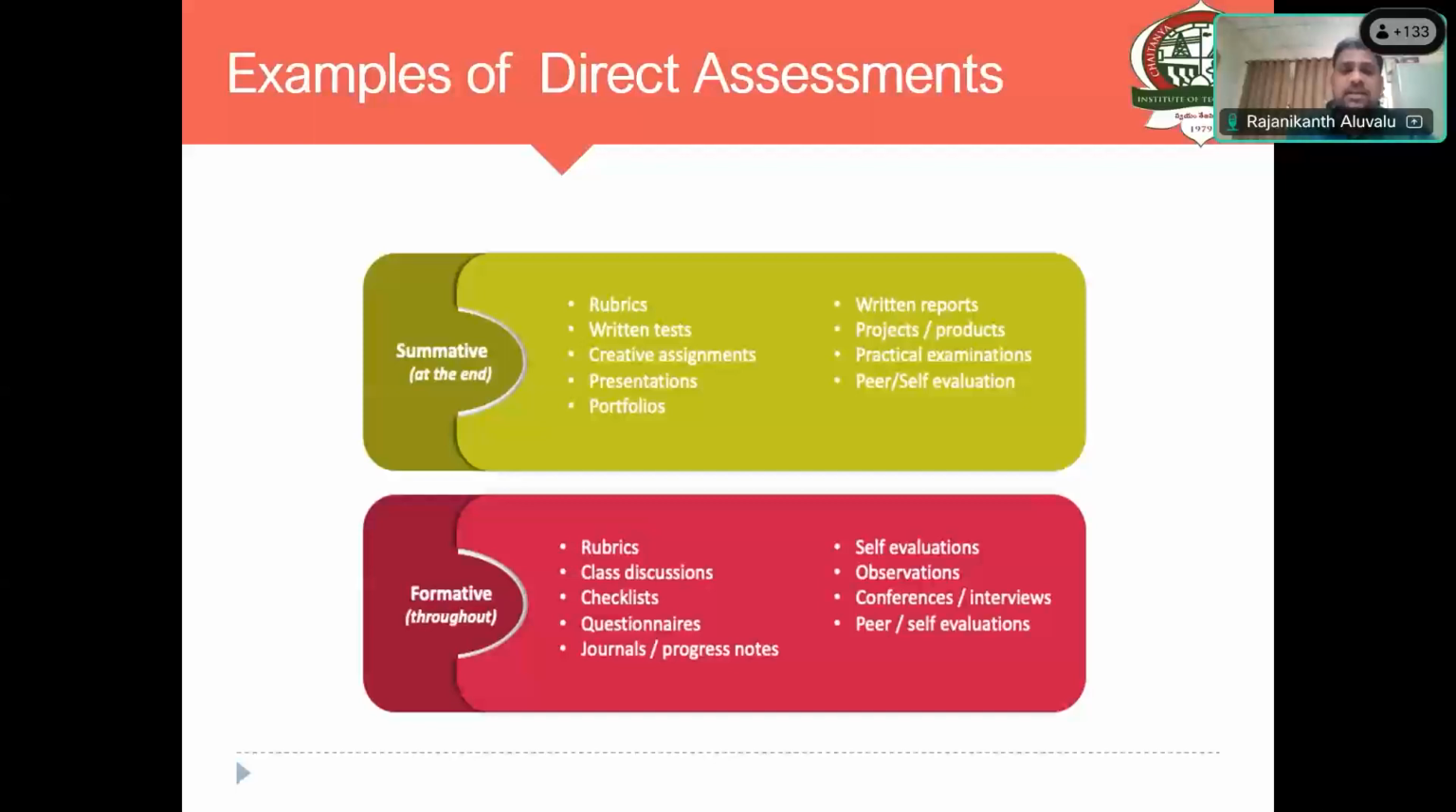But whereas the formative are nothing but the classroom discussion, as I said, in-class discussion, the checklist, some questionnaire, some progress notes, right? Whatever we discussed today, we ask them to come up with the progress notes, some self-evaluation, or sometimes students come up with an observation, right? So all these are taken into consideration for the student learning.